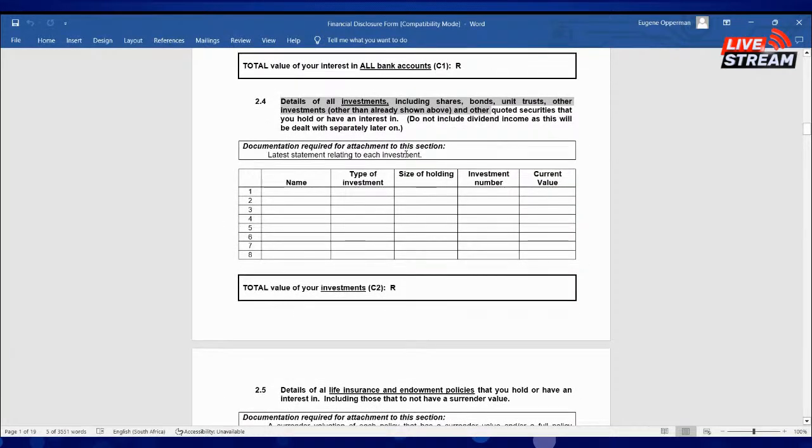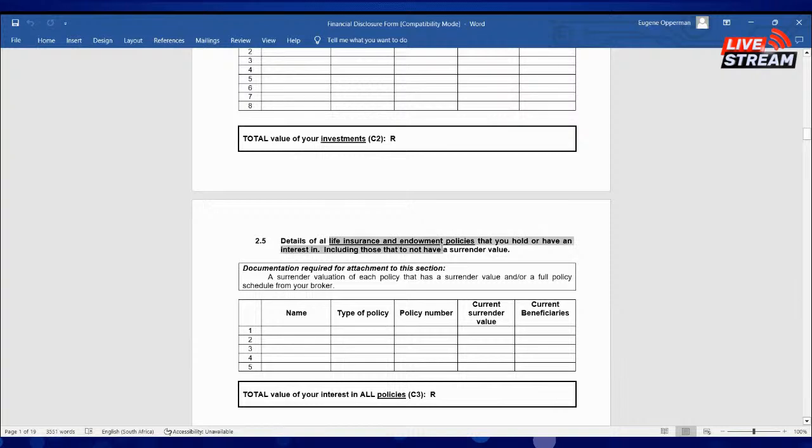2.4, details of all investments, including shares, bonds, if they do have cryptocurrency. Unfortunately, at this stage, we do not have the facility to request a subpoena from the companies dealing with cryptocurrency to divulge that information. So there is legislation in the pipeline regarding that, but at this stage, we cannot do that. But if he does have investments, for example, at Discovery or Liberty, then that information could be obtained.